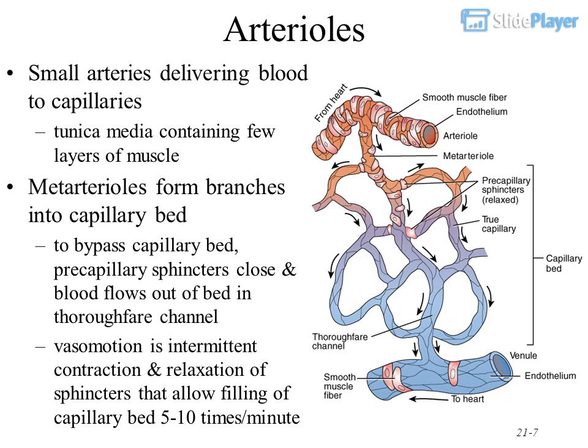Arterioles are small arteries delivering blood to capillaries. The tunica media contains few layers of muscle. Metarterioles branch into the capillary bed. To bypass the capillary bed, precapillary sphincters close and blood flows out of the bed in the thoroughfare channel. Vasomotion is the intermittent contraction and relaxation of the sphincters that allows filling of the capillary bed 5 to 10 times per minute.